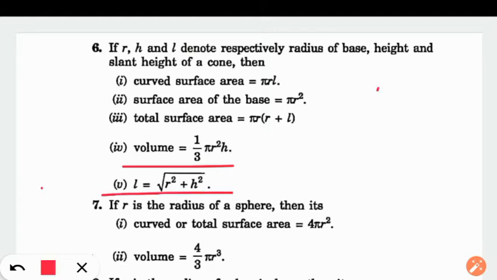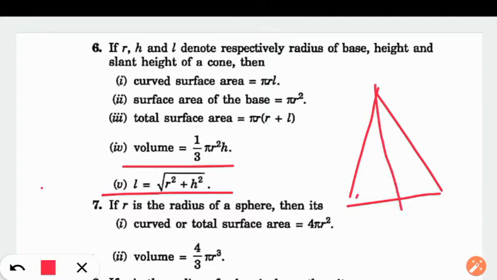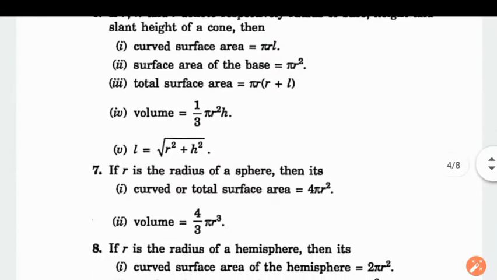To find the slant height, what will be the formula then? This is height of the cone, right? And from here to here, this is radius. So if radius is r, height is h, and slant height is small l, we can apply Pythagoras theorem here, because this is a right angle triangle, right? So what will be the formula then? L is equal to root over r square plus h square.